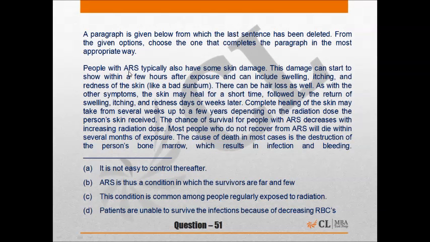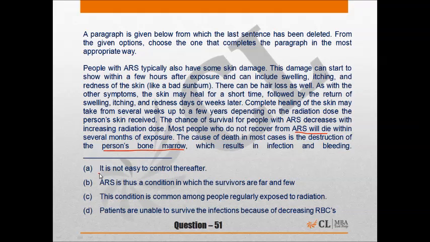The given paragraph here talks about a skin disease called ARS. It begins by stating the symptoms of the disease, that is swelling, itching, etc., and by the end states that people who die of ARS die because their bone marrows get destroyed, which results in infection and bleeding. So look at option A now. Option A says it's not easy to control thereafter.